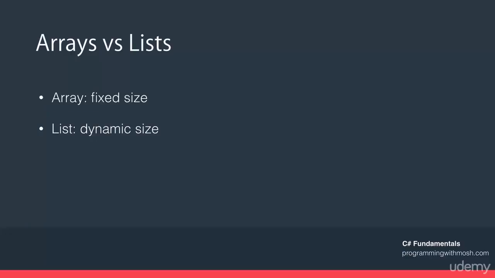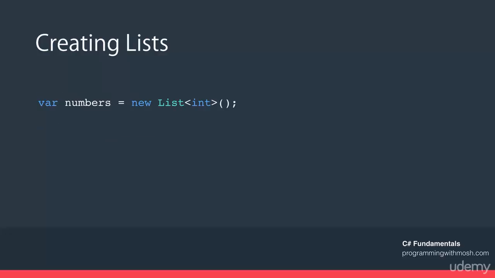A list in C# is similar to an array in the sense that it's a data structure for storing a number of objects of the same type. But we use a list when we don't know ahead of time how many objects we're going to store in that list. To create a list, we use the list type.